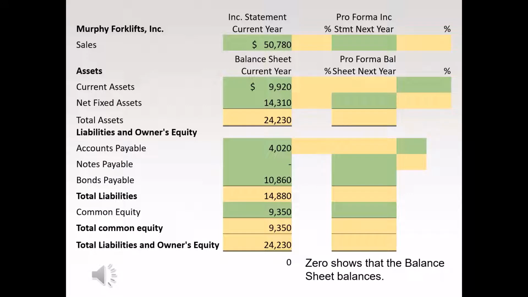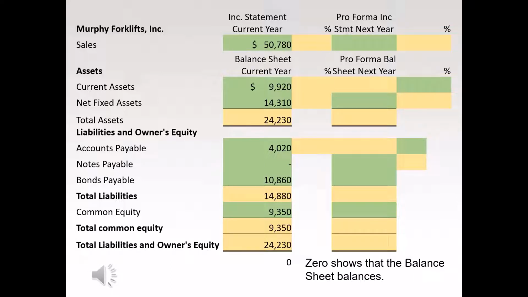For accounts payable, this is an amount that, just like our current assets, is going to change pretty proportional to sales. Our accounts payable is going to increase as our sales increase. The notes payable is right now 0. The notes payable is a number that we will use to plug in our discretionary financing needs.